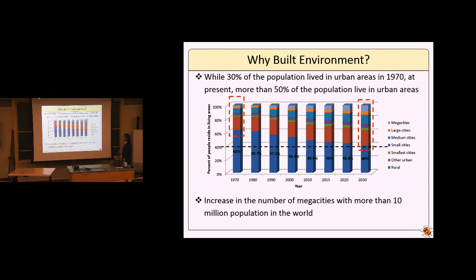One of the things I would like to emphasize: why are we looking at the built environment? This is a graph coming from the United Nations. It shows that in 1970, only 30% of the population lived in the urban areas. Right now that number is half, and it's projected to be 70% by 2030, meaning we need to have resources. We need to equip ourselves with the strategies to design more energy efficient, more sustainable communities. That's why I believe there's a need to look at the built environment, looking at the context of scale.